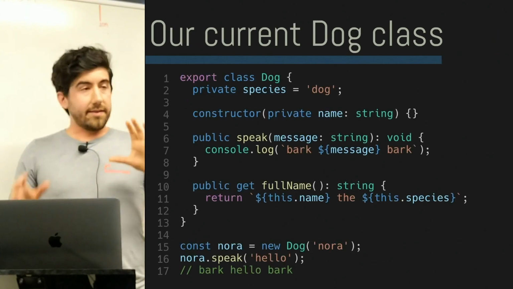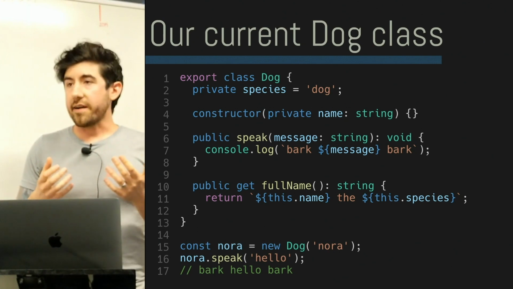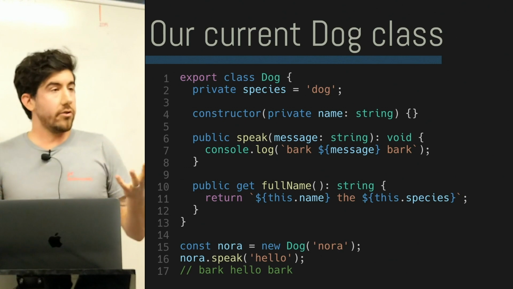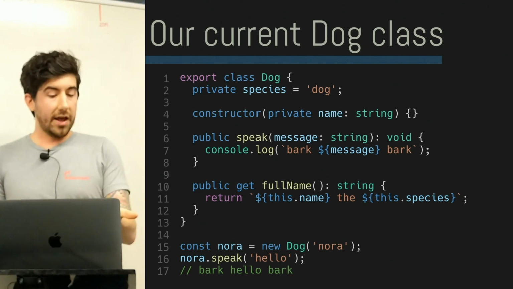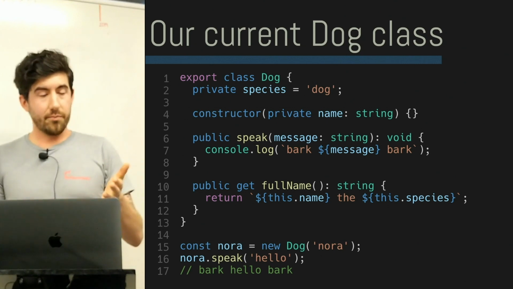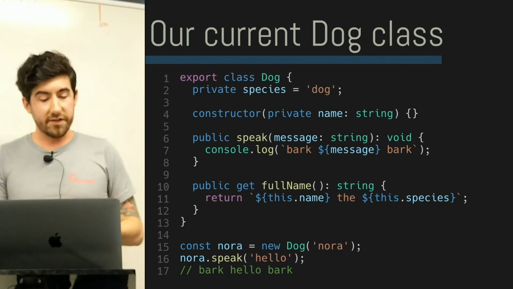So let's look back at this class we had, and let's try to write one that's actually a little more real. So right now, you can create a new dog, and we have created this dog, Nora, who can speak, and it says hello. You get this output: bark, hello, bark. It really can't do much else.